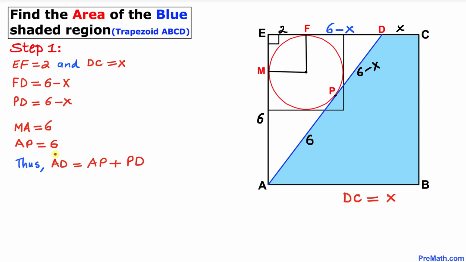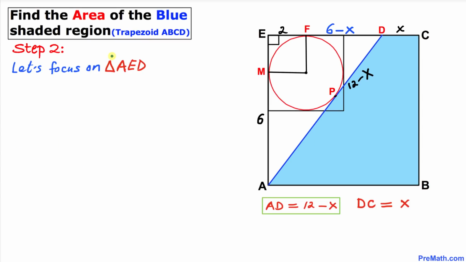Now let's focus on this line segment AD. This is our AD, and we can see that this is the sum of 6 plus 6 minus X. That means AP plus PD. So therefore I can write AD equals AP, which is 6, plus PD, which is 6 minus X, and if we combine them, our AD value is simply 12 minus X.